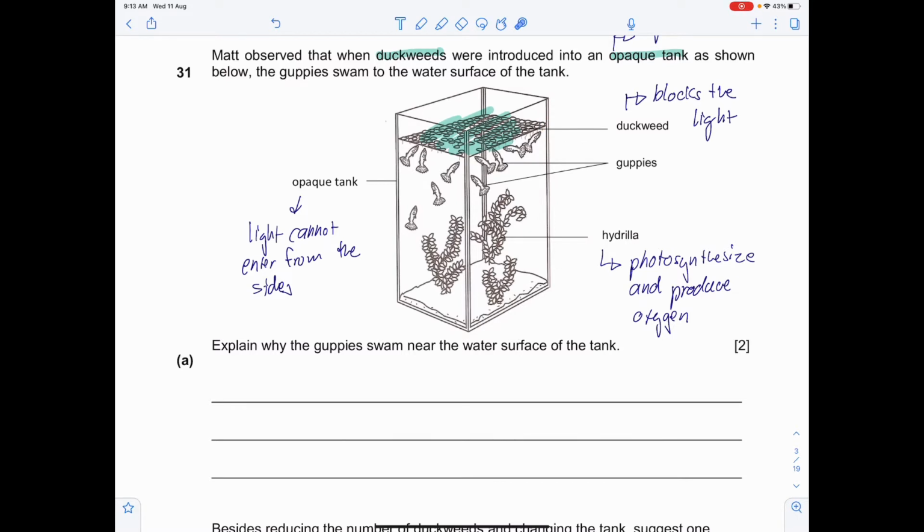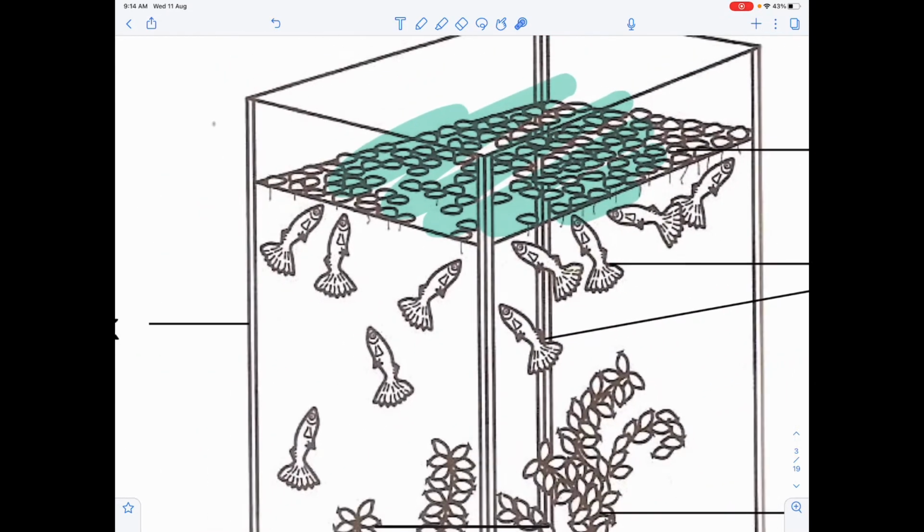Now some students will say that the fish swam to the surface to actually get oxygen because the duckweed is photosynthesizing, and so it will release oxygen for your fishes. So since the duckweed is floating at the top, the fishes will be able to get oxygen from the duckweed. Well, yes and no. Now the answer is no in this case because, just in case you didn't know, most of the stomata for water plants that are floating is on the upper side.